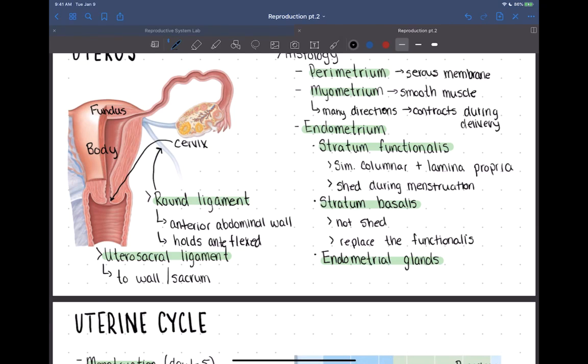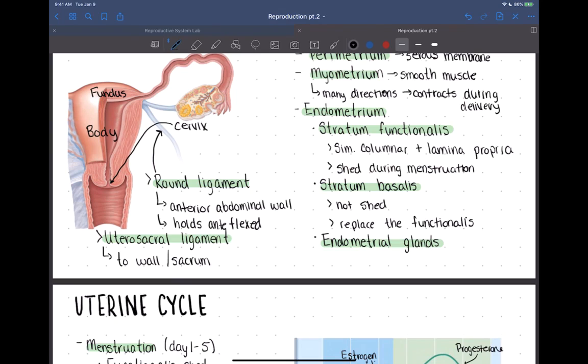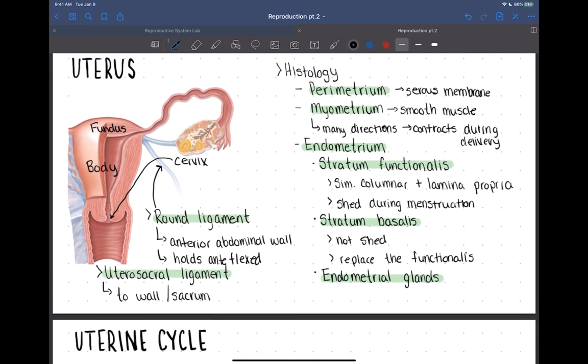So then inside of this endometrium, there's going to be a bunch of glands. These glands are called endometrial glands. Endometrial glands are just going to be folds of the endometrium, and they're going to secrete different nutrients and things that will support the blastocyst if it implants, the developing embryo. Okay, so that's the histology of the uterus.